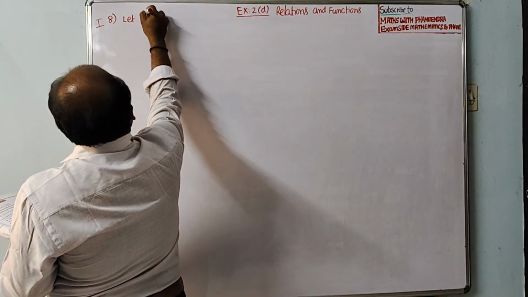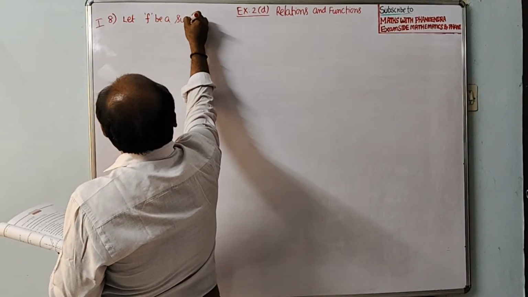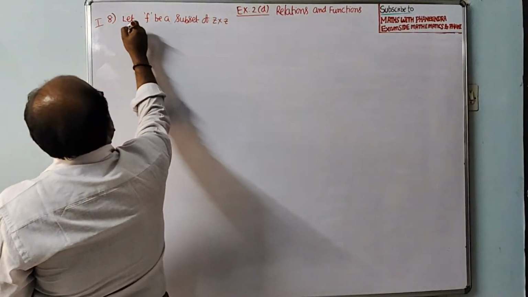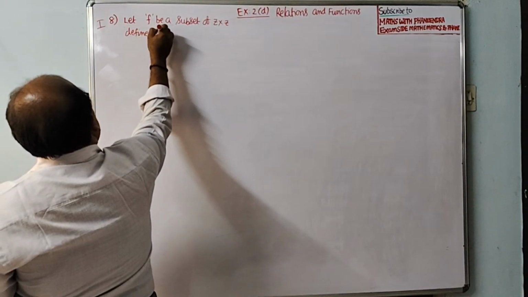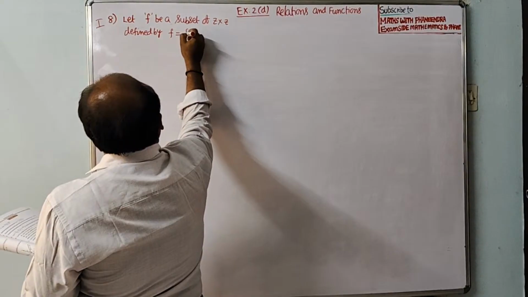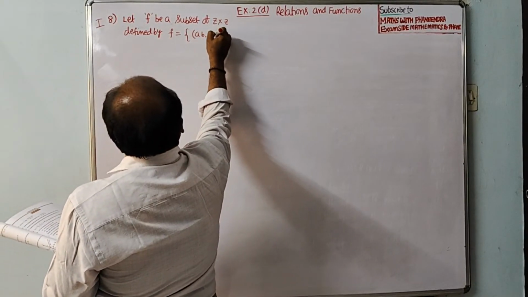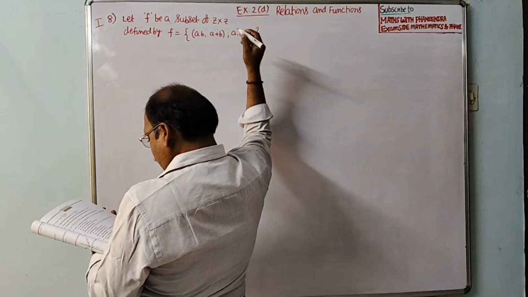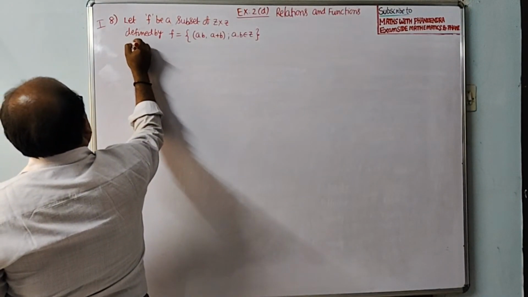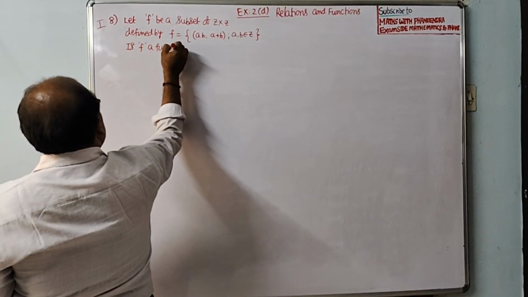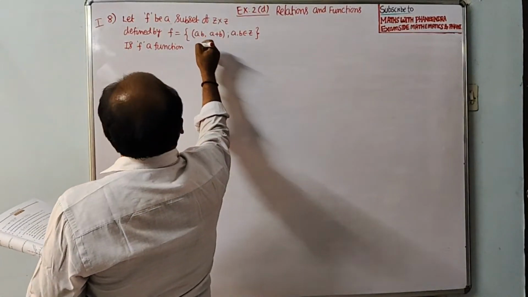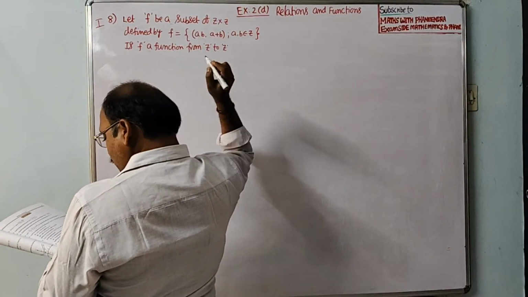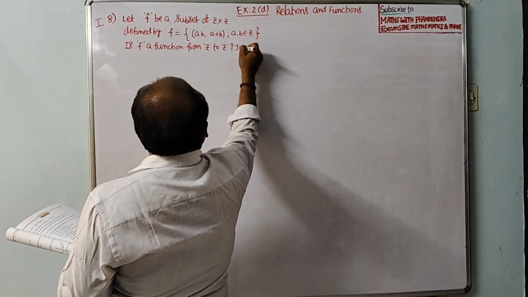Let F be a subset of Z cross Z defined by F equal to the ordered pairs (AB, A plus B), where A, B belong to Z. Is F a function from Z to Z? Justify your answer.